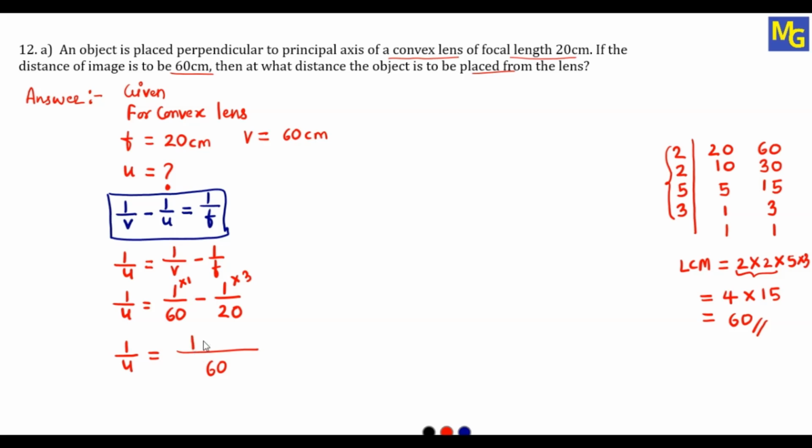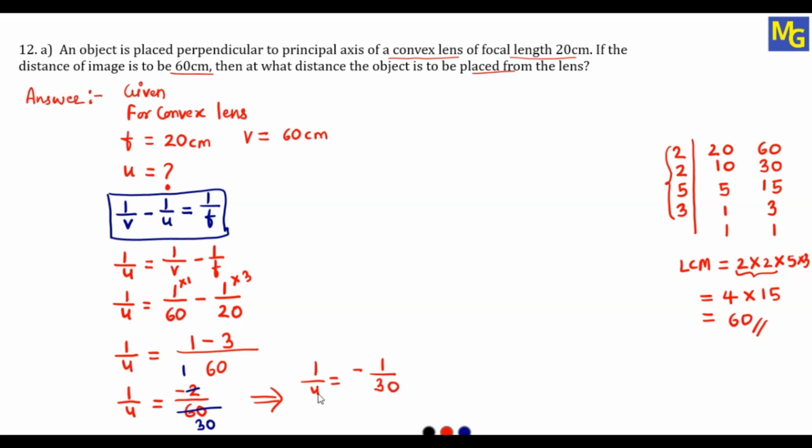So 1 minus 3. So now if you see, 1 by u is equal to 1 minus 3 will be how much? Minus 2. Greater number sign, then it will be over 60. Divide these both. So 2 ones are 2, 2 threes are 6, 2 zeros are 0. Now what will be our answer? I'll write it here. So the answer will be 1 by u is equal to minus 1 by 30.